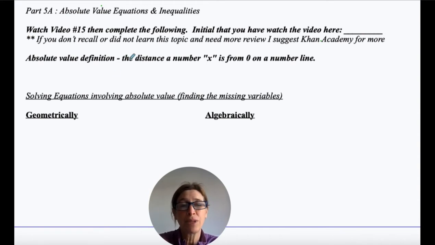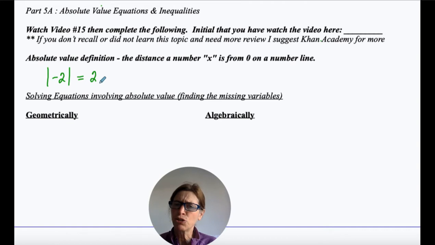Okay, so first we really need to understand the absolute value's definition. What it means is the distance a number is from zero on a number line. The symbols are these two bars. So if I give you something like this, it is saying that the distance from zero is 2 units. So the absolute value of -2 would be 2.